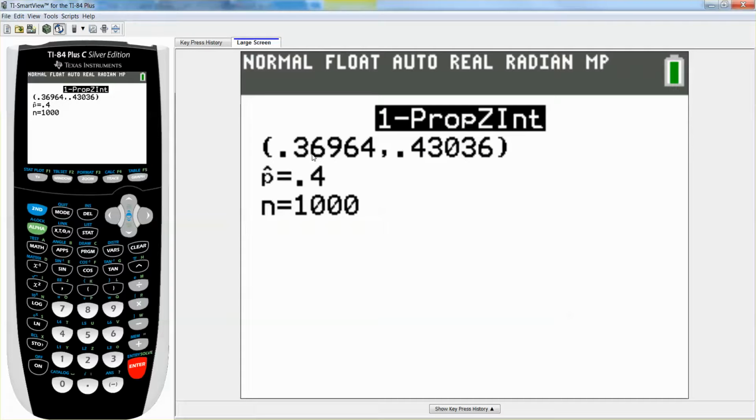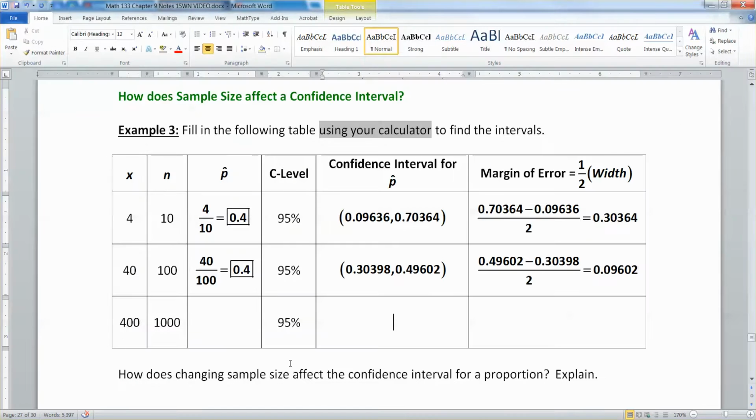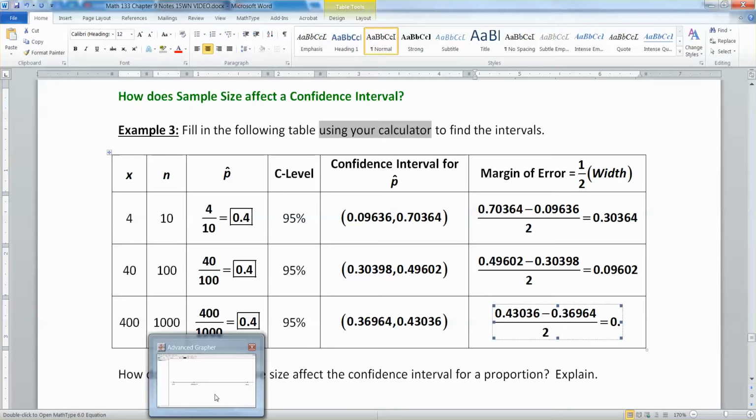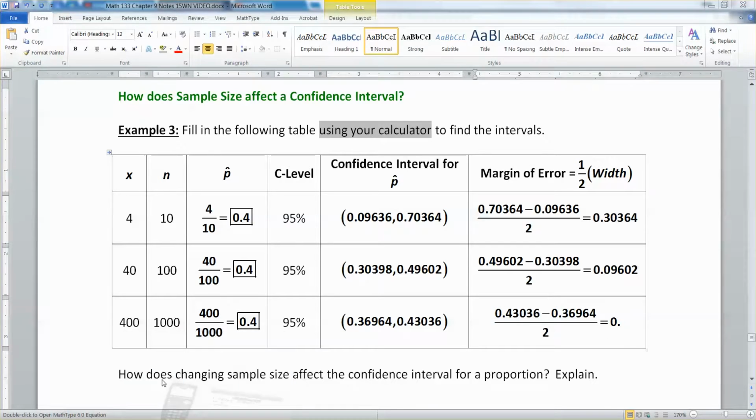And look there, 0.36964 and 0.43036. So let me write those up right here in the notes. All right, so I have 400 out of 1,000. This right here is the confidence interval that came out of the calculator. And then you need to take the high number minus the low number and cut it in half in order to find your margin of error.